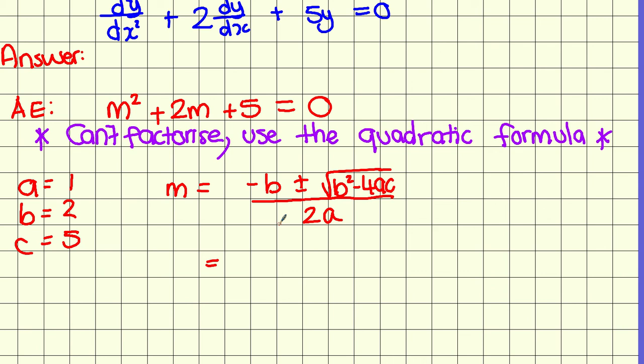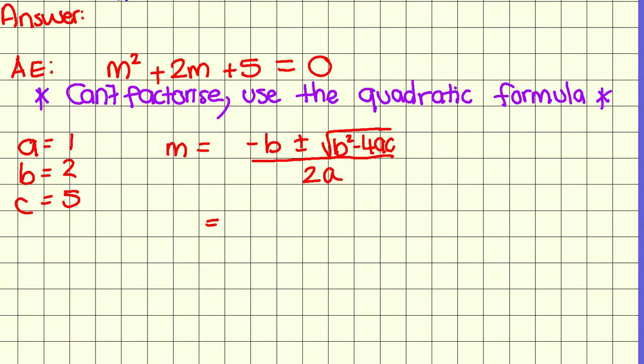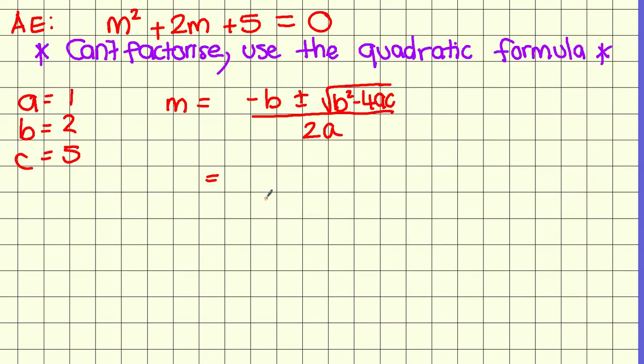If you want, feel free to pause the video at this point and try this by yourself. So I'm just going to go through it quite slowly. So minus b at the front, so this gives us minus 2 plus or minus b squared. So b is 2, so 2 squared is 4. Take away, you've got 4 times a times c. A and c are 1 and 5, so 4 times 1 times 5 just gives you 20. So I'm doing a little bit of working in my head. All over 2a, a is 1, 2 times 1 is 2.